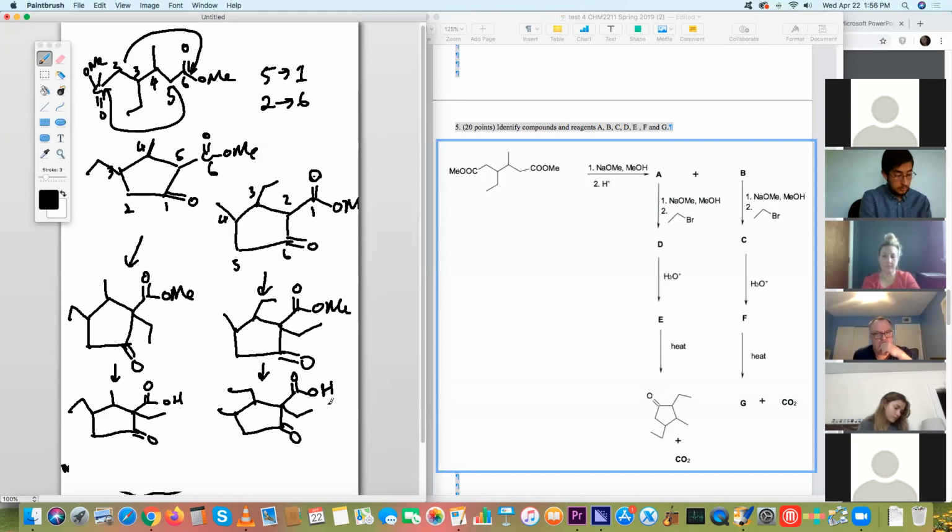And that's going to be E or F at this point. Does anybody have any questions? Then in the last step, we just remove the CO2, that carboxylic acid group. That's what the heating does, decarboxylation. I'm sort of running out of room here. I'll see if I can squeeze it in though.